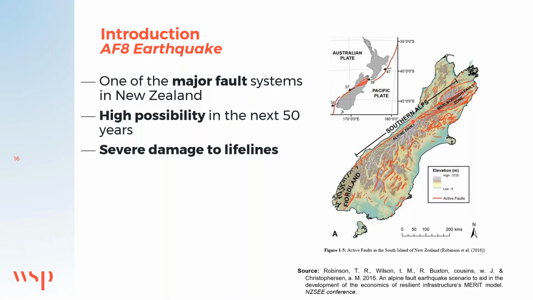You can see that this is the Alpine Fault, which extends around 600 kilometers on the South Island. It is usually on the west coast of the South Island, and it is one of the major fault systems in New Zealand. There is a high probability of rupture in the next 50 years, which is quite high. And if it happened, there would be severe damage to lifelines, especially to the road networks.